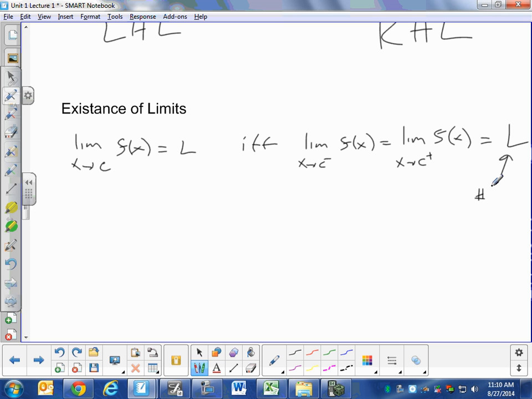If the left-hand limit equals the right-hand limit, the limit exists. And it's whatever those limits are. If the limit from the left and from the right are not the same, then you say the limit does not exist, or you write DNE. That is, the limit does not exist.